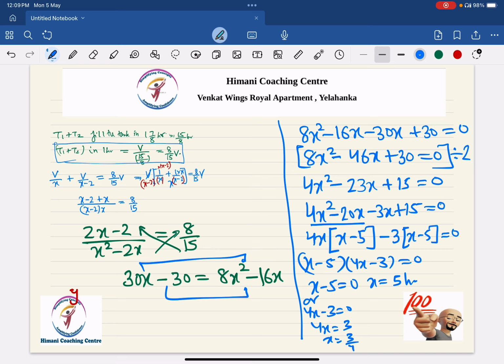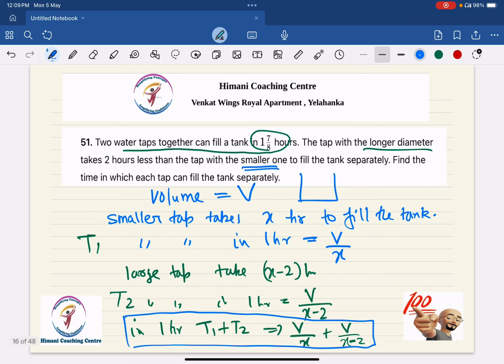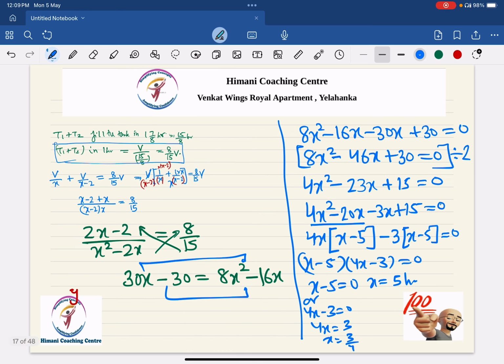Now we are given that the bigger tap takes 2 hours less than the smaller one. So in the first case, tap 2 will do 5 minus 2, 3 hours. But if we come here and I do 3 by 4 minus 2, you will get an answer in minus, which we will reject. So our answer would be x equals 5 hours. Okay, so you can pause the video and do the question yourself, which will help you understand the steps.